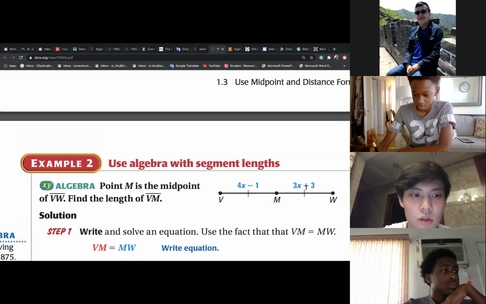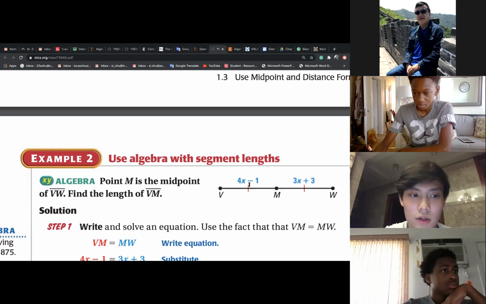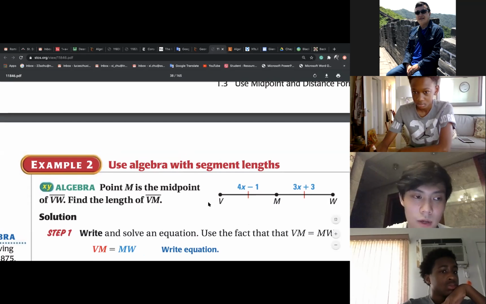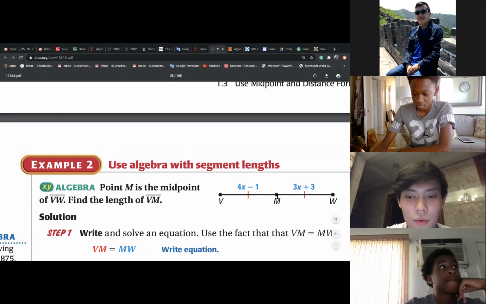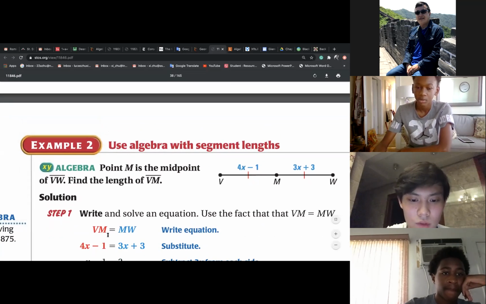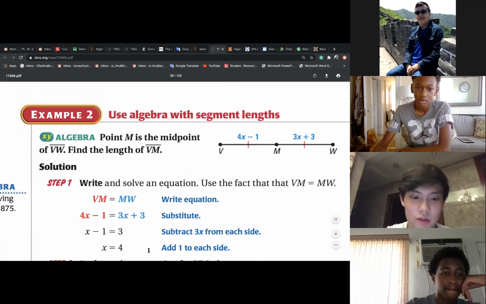So here you just set them equal to each other, right? Because M is the middle point for the entire segment. So you know that segment VM is congruent to segment MW. By that, you know that 4x minus 1 equals 3x plus 3, right? Like right here. See? And then you just solve for x, and you get 4, right?